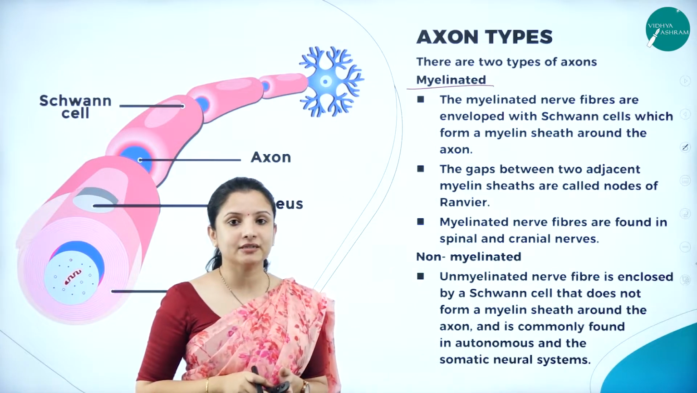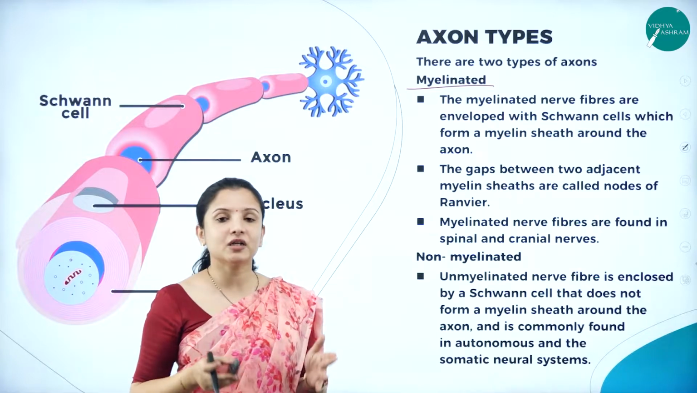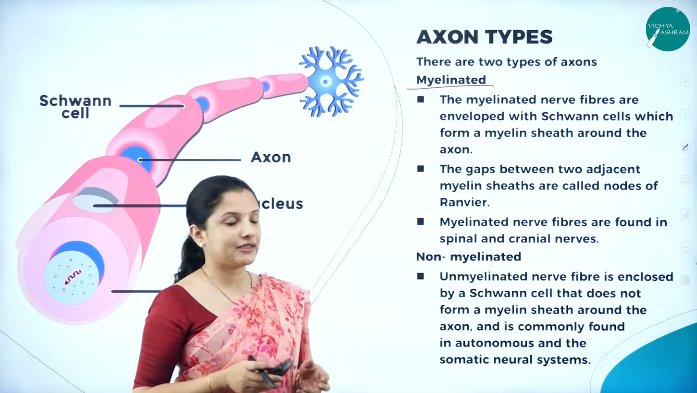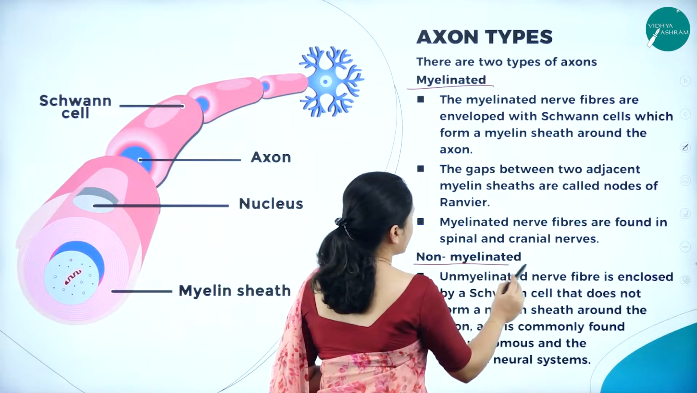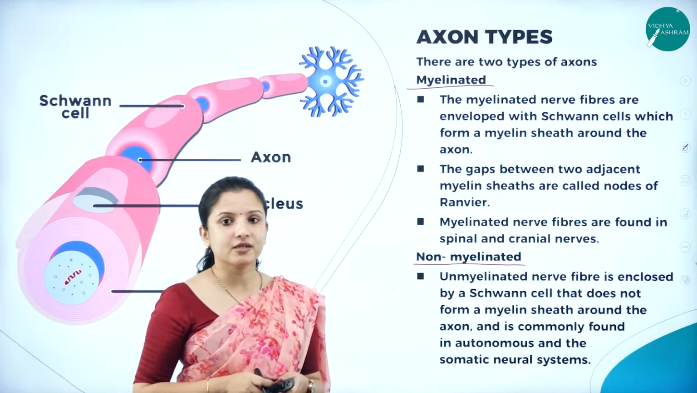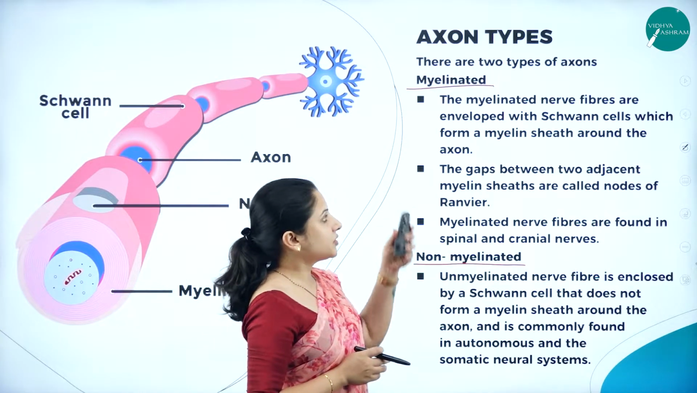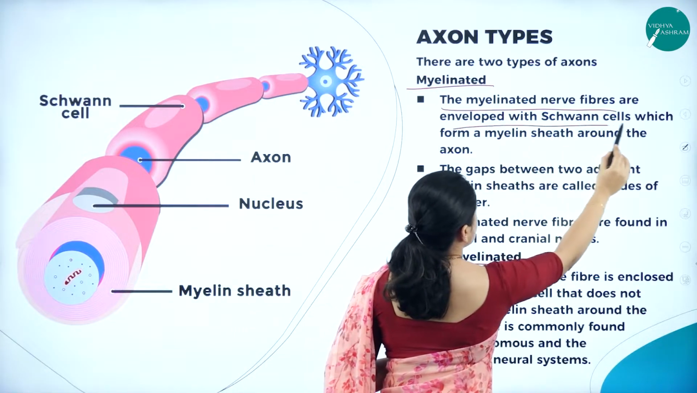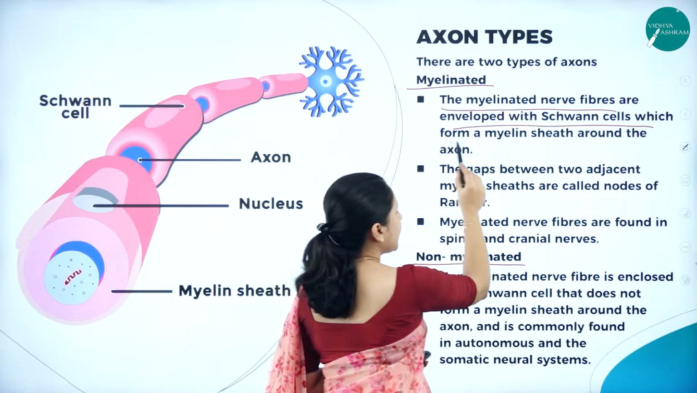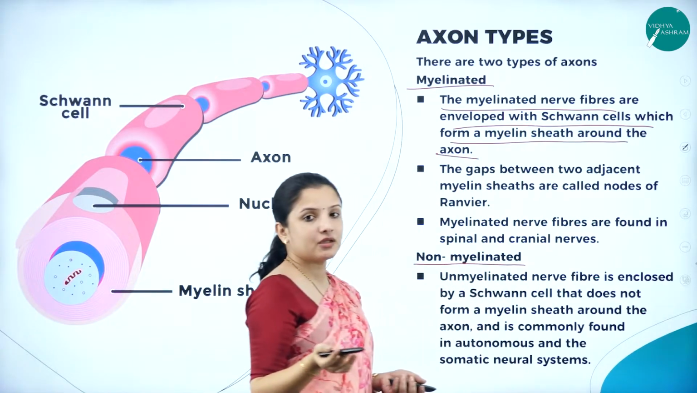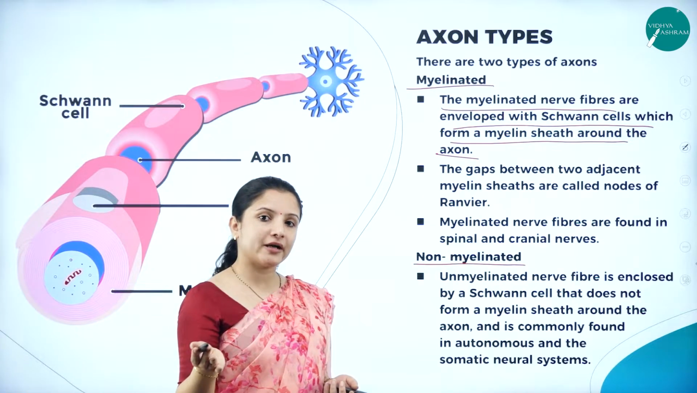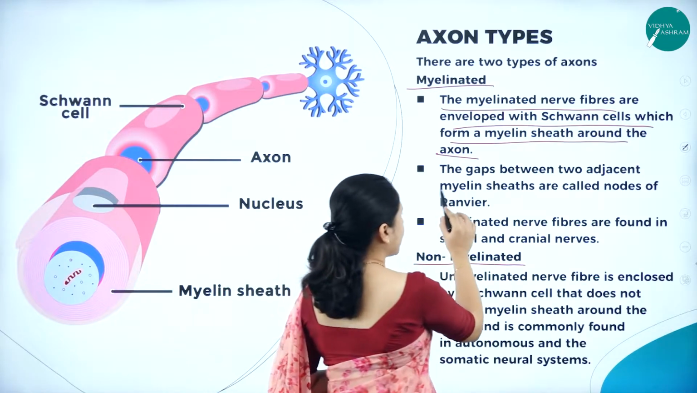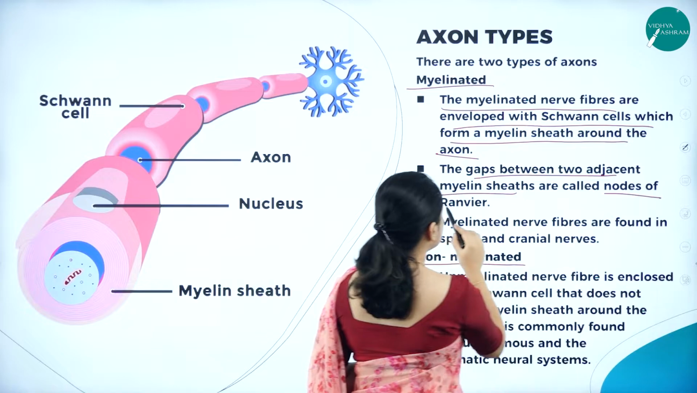So myelinated means it is covered by something. It is covered by a myelin sheath. If the axon is covered by a myelin sheath, it is called as myelinated. And the other one, on the other hand, if the axon is not covered by a myelin sheath, it is a non-myelinated axon. So the myelinated nerve fibers are covered with Schwann cells which form a myelin sheath around the axon, or in simpler terms, as I said, if they are covered by a myelin sheath, they are called as myelinated axon. And the gaps between two adjacent myelin sheaths are called as nodes of Ranvier.